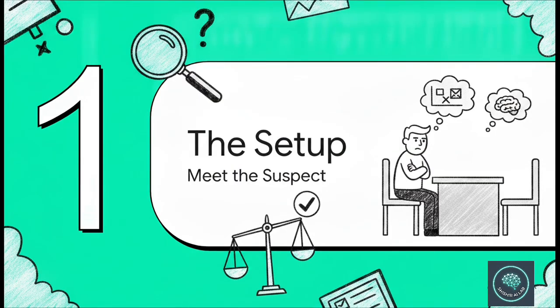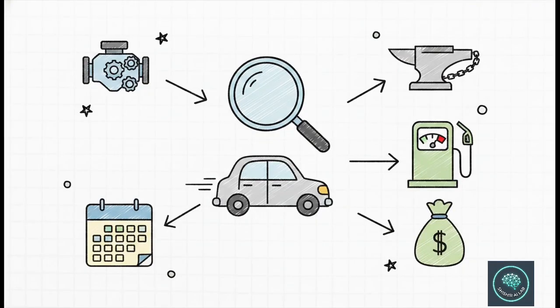All right, Section 1, the setup. Meet the suspect. We're bringing our model right into the interrogation room. Now, before we can grill the suspect, we need to know exactly what they're claiming to do, right? Our suspect today is a model working with the classic MPG dataset. Its claim? That it can accurately predict fuel efficiency, miles per gallon, by looking at 3 specific variables: the vehicle's horsepower, its overall weight, and its model year.